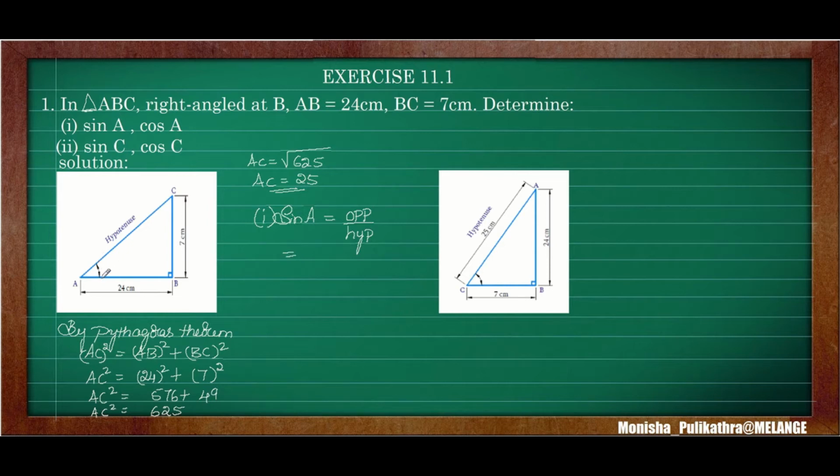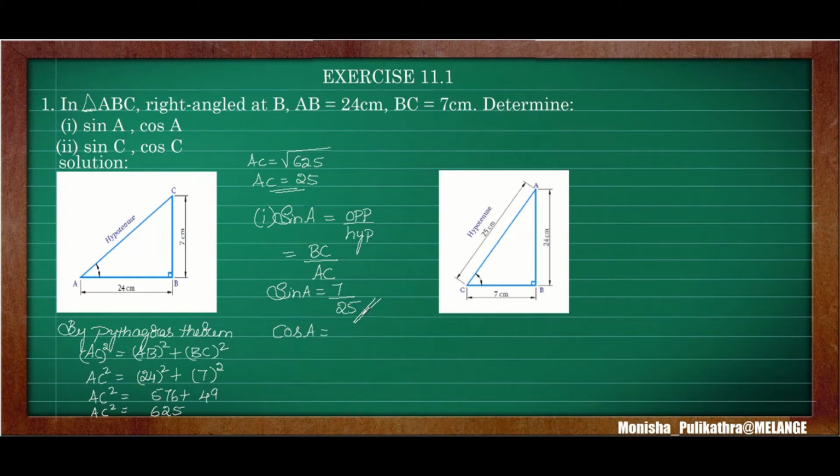Wherever a theta is there, here sin A means at the A side the angle theta will be there. The side which is opposite to this theta will be the opposite side. So here BC is the opposite side. Next, we know that the hypotenuse is AC. So for sin A, the BC value is 7 and the AC value is 25. So the value for sin A is 7 by 25.